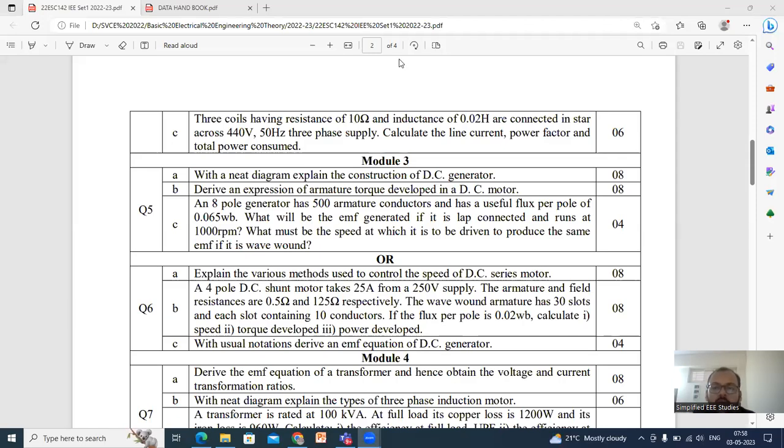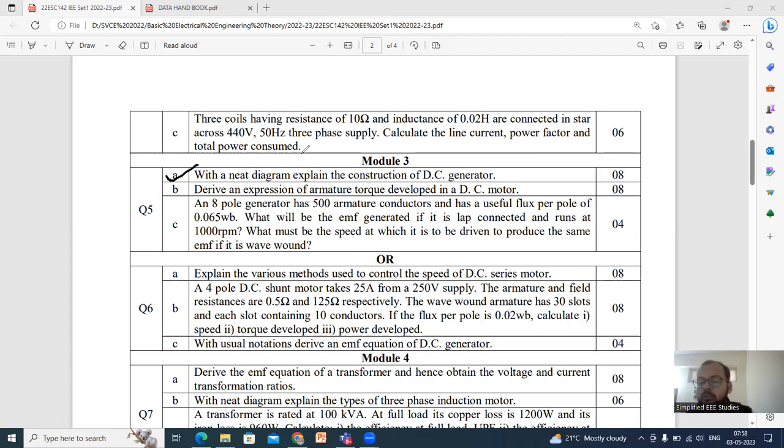So moving on to module 3. I'll be giving you some guidelines. Neat diagram of DC generator. Construction means you have to explain the entire half cross-sectional view of that particular DC generator. In that you have to mention the field system, the yoke, commutator, brushes, that particular circuit diagram, the half section, the cross section diagram you are supposed to draw.